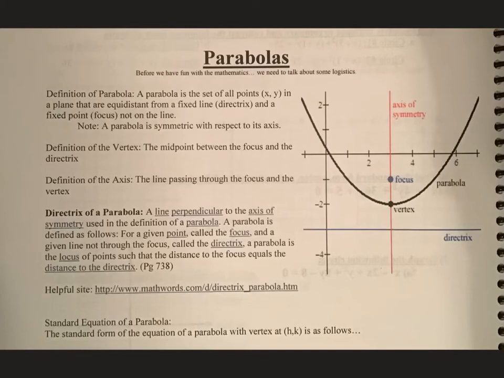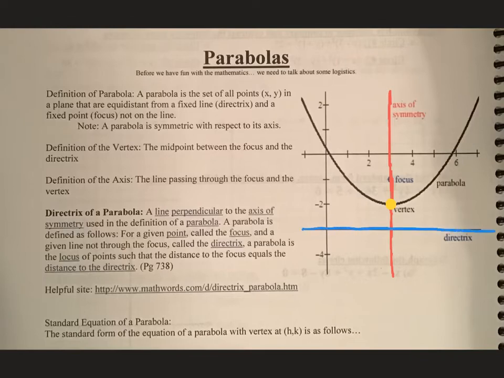The definition of a parabola is a set of all points (x, y) on a plane that are equidistant from a fixed line called the directrix, and some fixed point, the focus, not on the line. So let's just go over these parts really quick. You are used to a parabola having this red axis of symmetry. It's the vertical line that cuts the parabola in half. You should also be used to the vertex of the parabola. And now we have this thing at the end called the directrix.